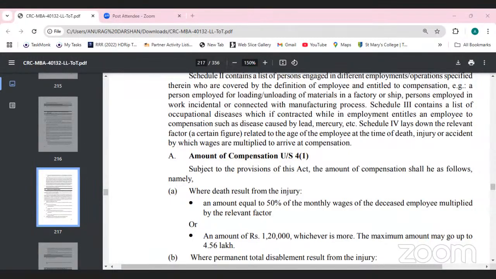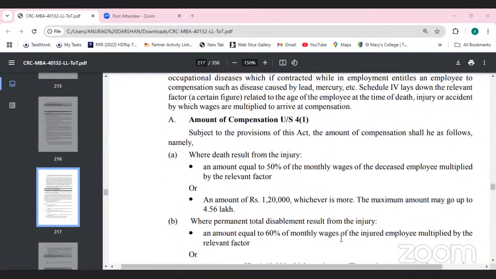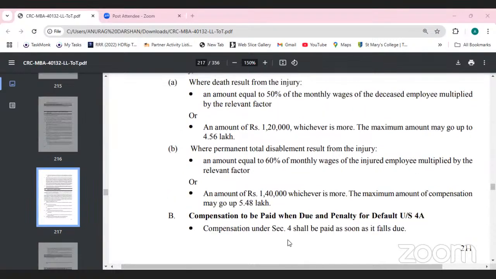The maximum amount may go up to rupees 4.56 lakhs. And if it is a permanent total disablement resulted from an injury, an amount equal to 60% of monthly wages of the injured employee multiplied by the relevant factor, and an amount of rupees 1,40,000, whichever is more, and the maximum compensation may go up to 5.48 lakhs. And the compensation to be paid when due and penalty for default under Section 4A.